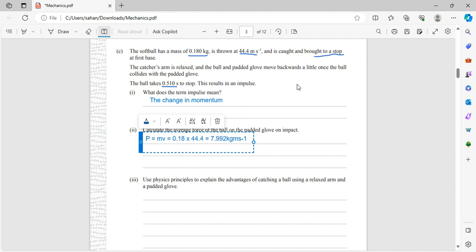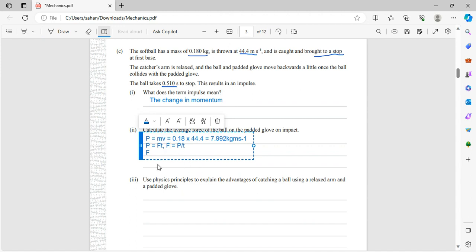And then they ask us to calculate the force. So p equals Ft. So F equals p over t. So, that's actually meant to be a capital F, not a lowercase f. Yep, my bad.